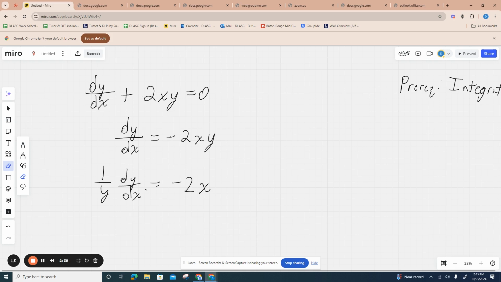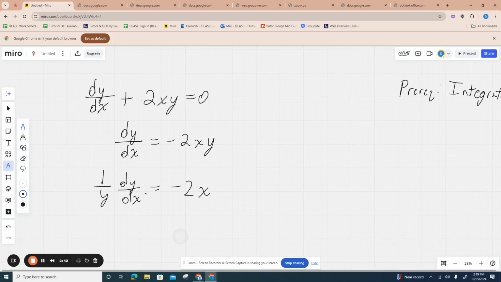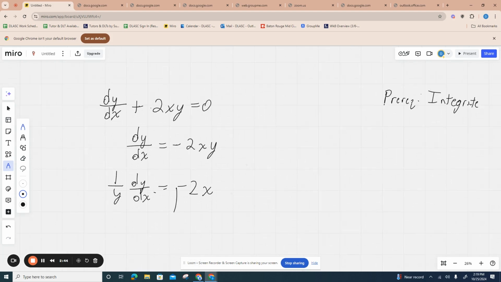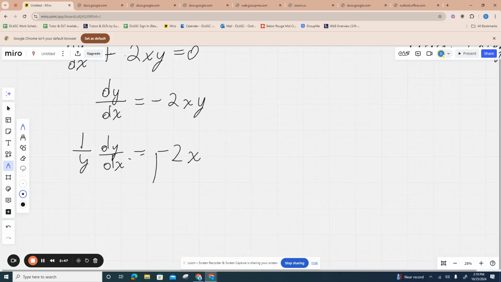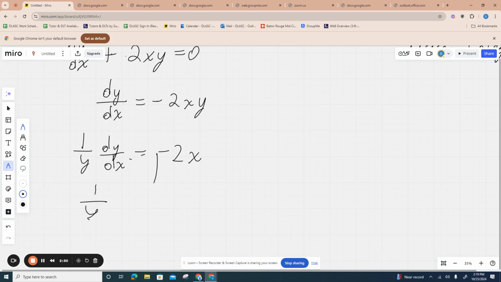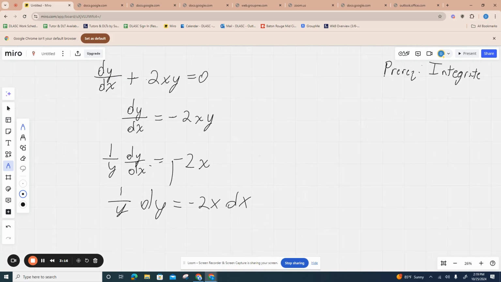So then what we're left with is 1 over y dy equals negative 2x dx. And from here, we have all our x's and all our y's on their own sides. That is the actual format that we need it to be in. And so from here, we can go ahead and integrate both sides.